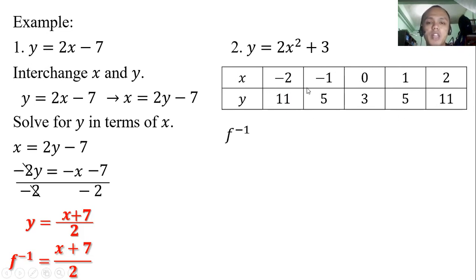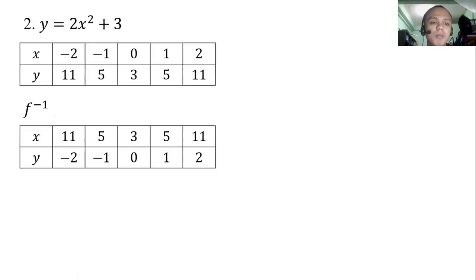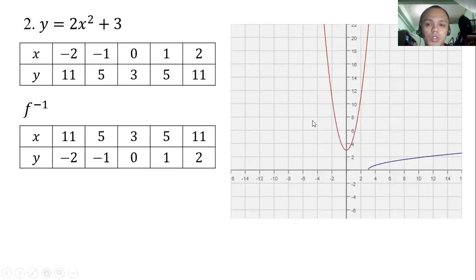Now, if we get the inverse of the function, magiging yung x mo dito, magiging 11, 5, 3, 5, 11. So from the range of this original function, magiging domain na for its inverse. Then yung y naman, they have negative 2, negative 1, 0, 1, and 2. So madali lang pag table of values. Okay, for graph naman, if we see the graph of these two, as you can see here, walang label.